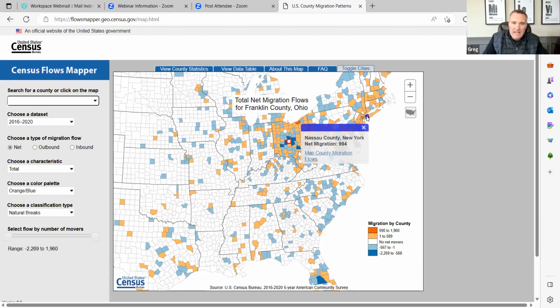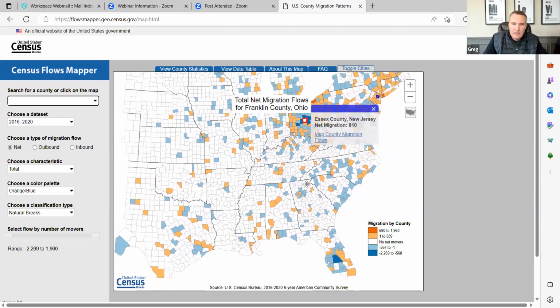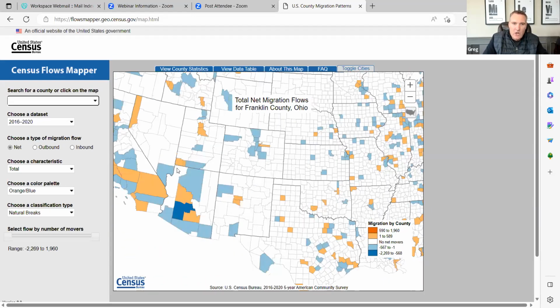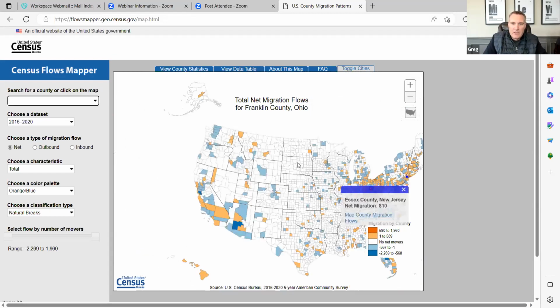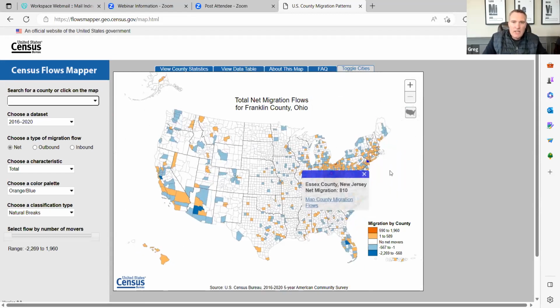1,000 people from Nassau County moving to Columbus. 800 moving from Essex County to Columbus. All of these little spots around here, you could look around and you can find opportunities for yourself. So this is an example that, again, it's called Domestic Migration Patterns Map. I want you to write that down, put that in your notes, Domestic Migration Patterns Map.